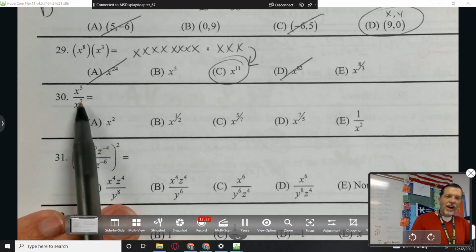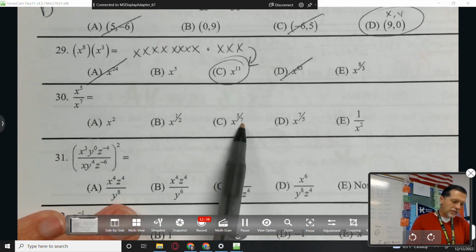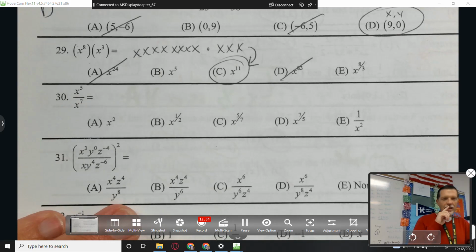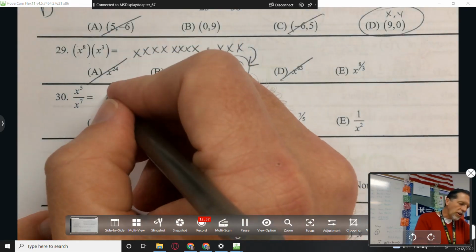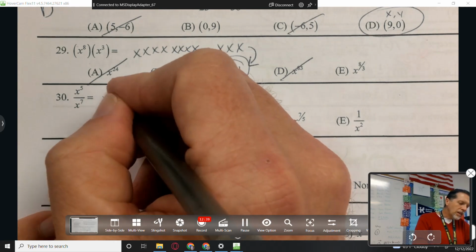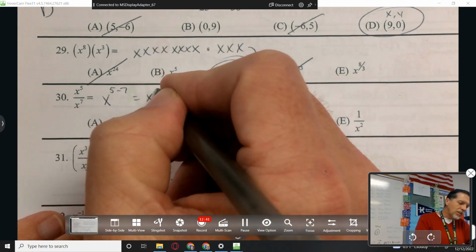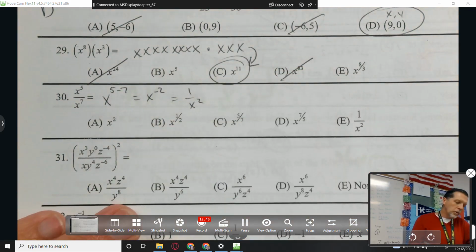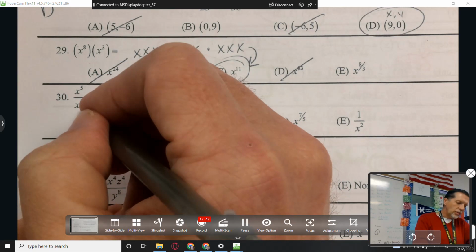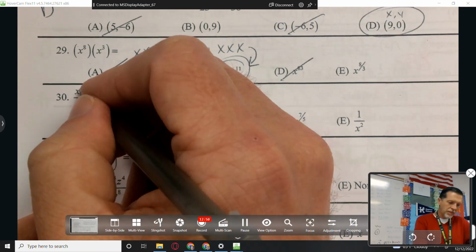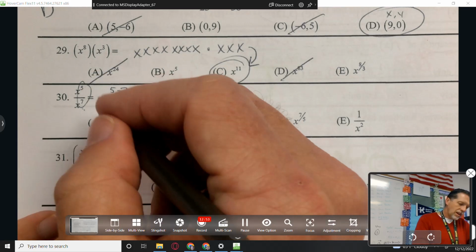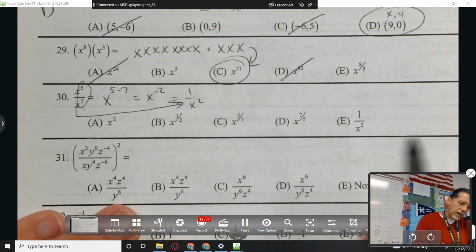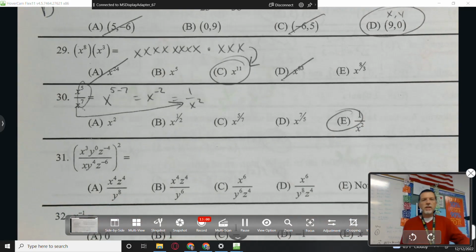Let's see. 5 over 7, right? Except not really. What do we do with the 5 and the 7? Subtract. And you can either do it 5 minus 7 is negative 2, which should be 1 over x squared. Or what's even better is you realize there's more in the bottom than in the top, so subtract and put it where the larger one is and get 1 over x squared right away. So E.